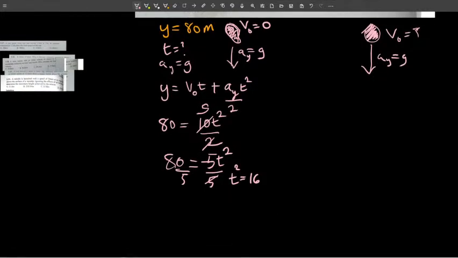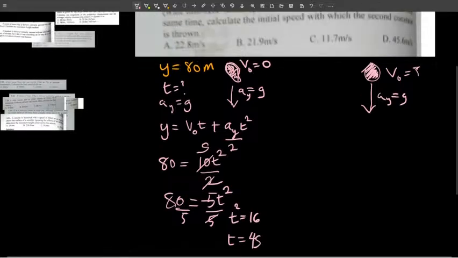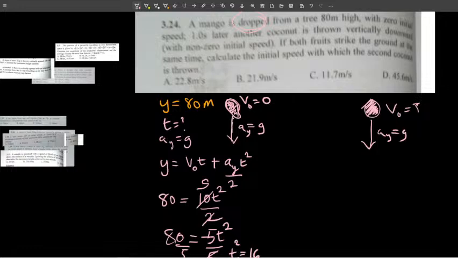That's 16. Yes, 16. So my t now should be 4 seconds. So that means the time taken for the stone to drop to the ground is 4 seconds. So time taken for this one is equal to time taken for this one. They said that here, took the same time.